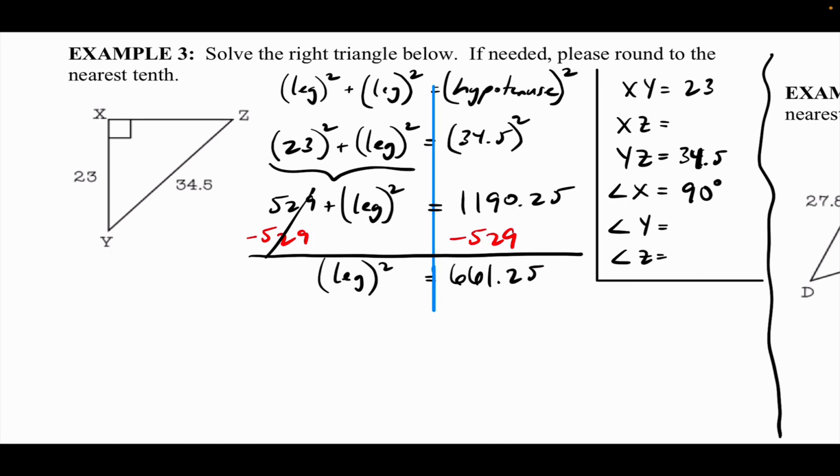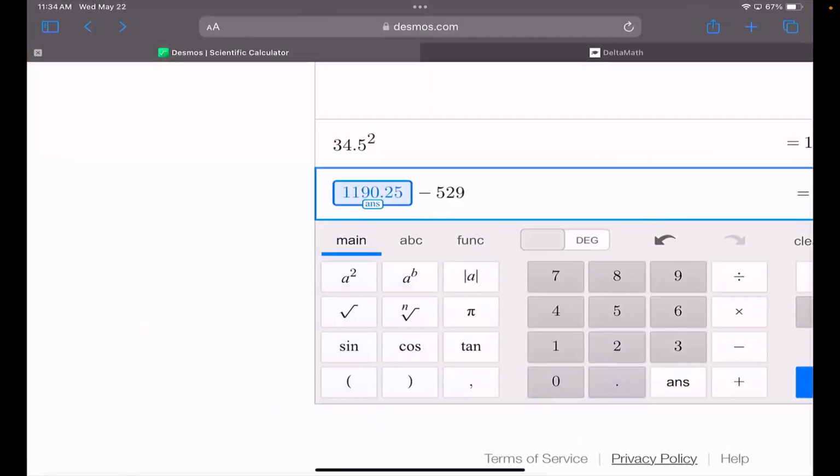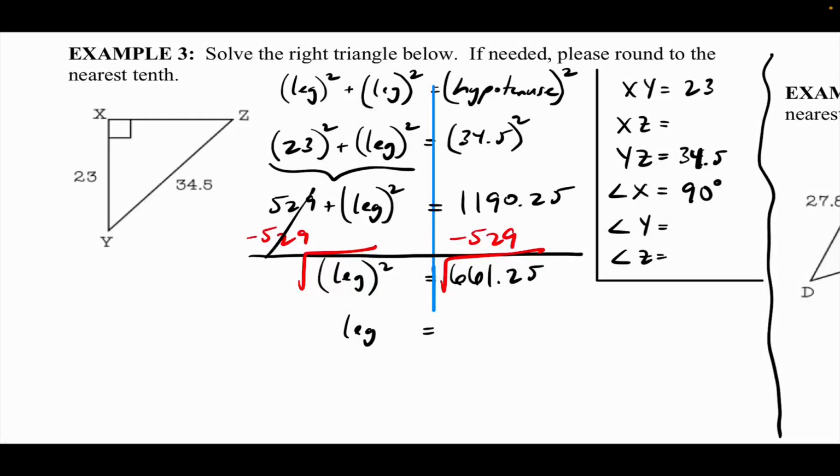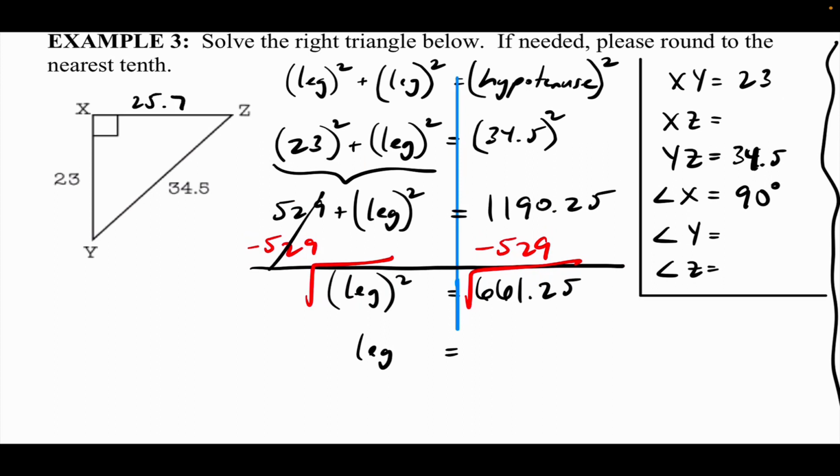Square root it, yeah. Square root it. And then I'm going to round it. If it is a decimal, round it to the 10th. So the square root of 661.25. It is a decimal, 25.714. It says round to the 10th, so it's going to be 25.7.